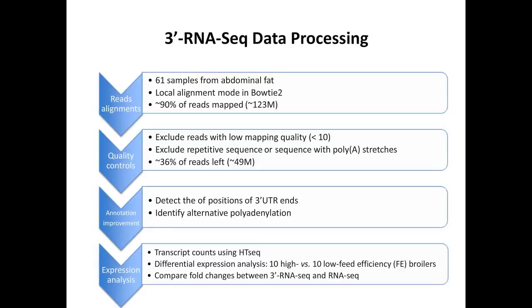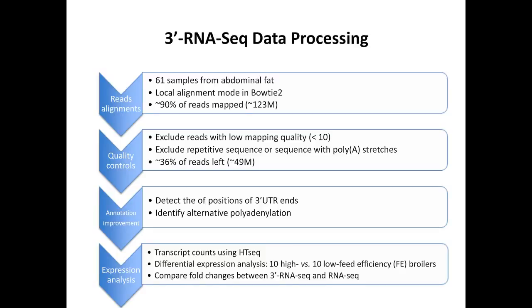So we took 61 samples from abdominal fat. We used local alignment mode with Bowtie 2. With this, 90% of the reads mapped to the chicken reference genome, with a total of 123 million reads. After this, we went to the second step, quality control.